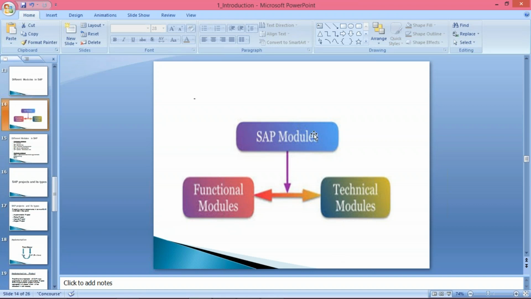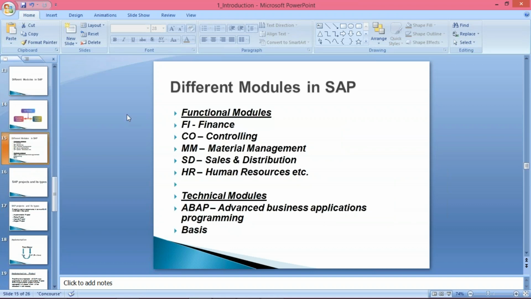Okay, so now I'm talking about functional modules. Which modules come under functional module, and which modules come under technical module? I'll give a brief explanation here. There are several modules which are part of functional module. Look here: FI means finance, then controlling, material management, sales and distribution, human resource. Apart from this, we also have several other modules like project system, production planning, quality management. So these are all the modules which come under functional module.